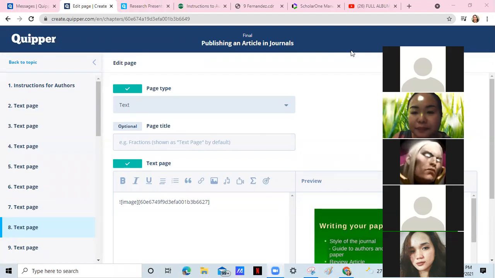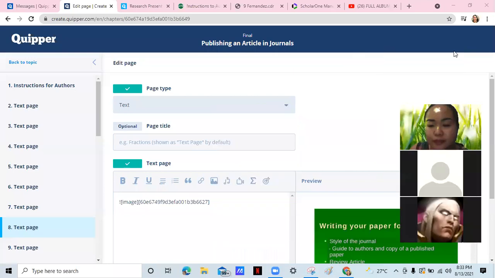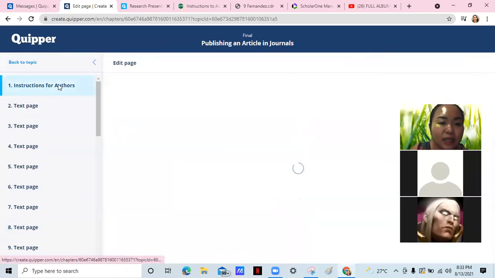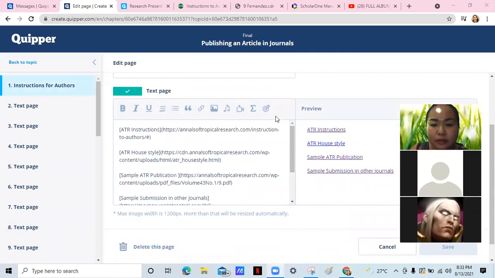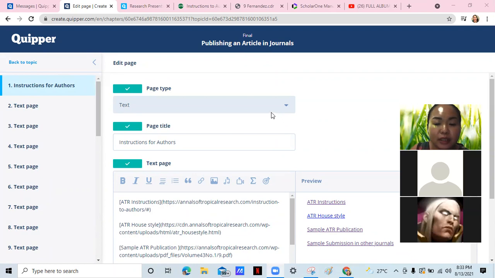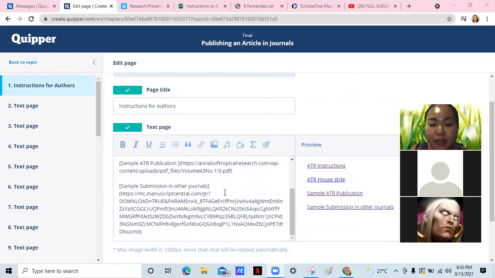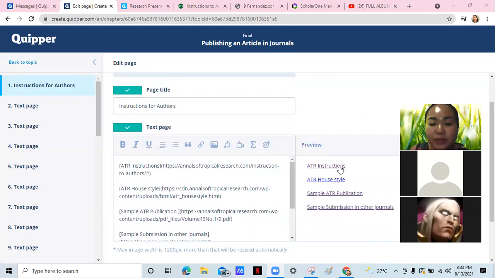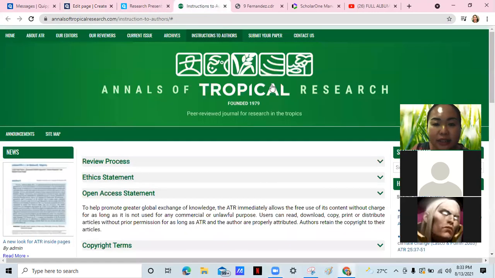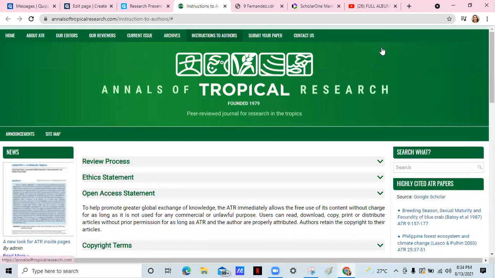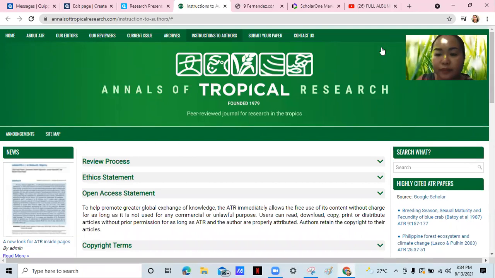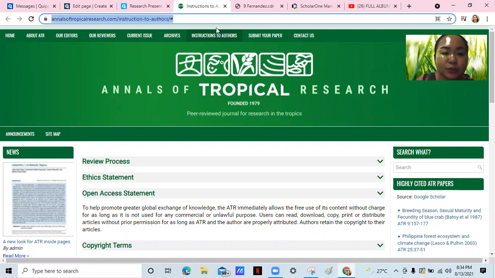Okay, so going back, yeah, we are now on the journal submission. So if you click this ATR or Annals of Tropical Research instructions, you will be directed here. So this is an example of the journal on the website, the Annals of Tropical Research.